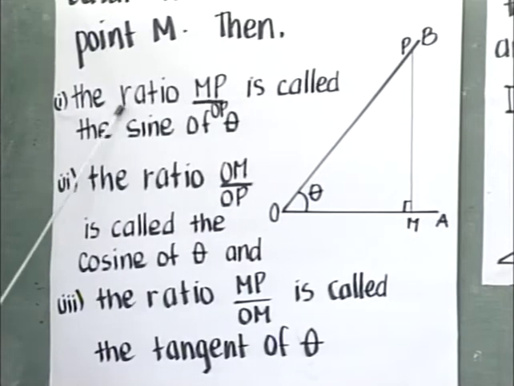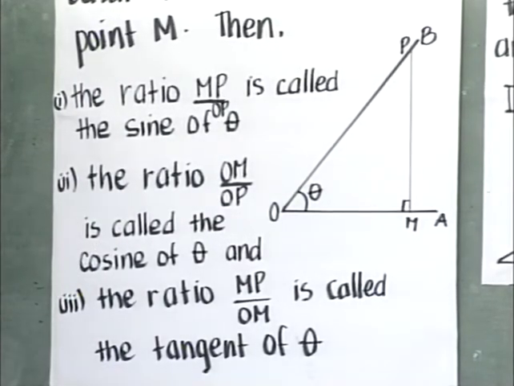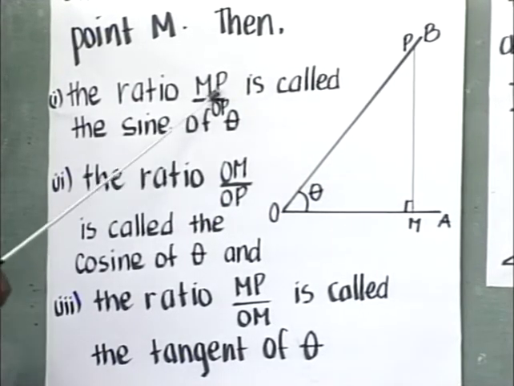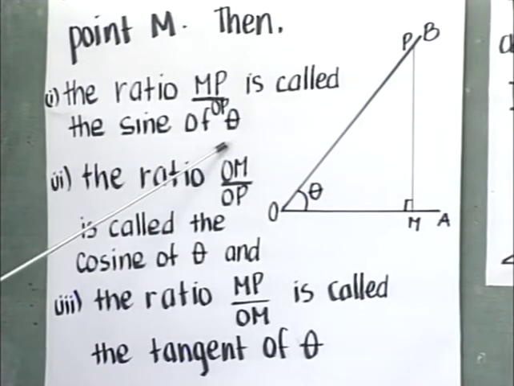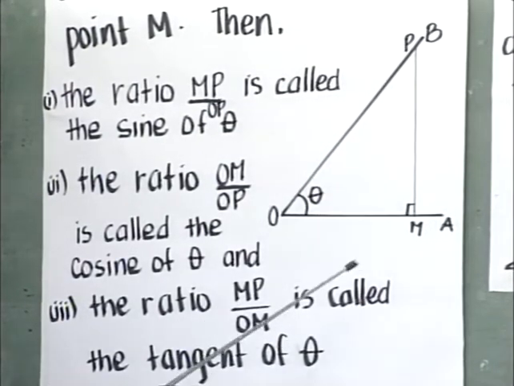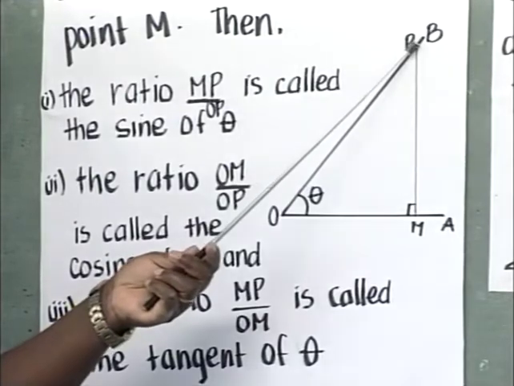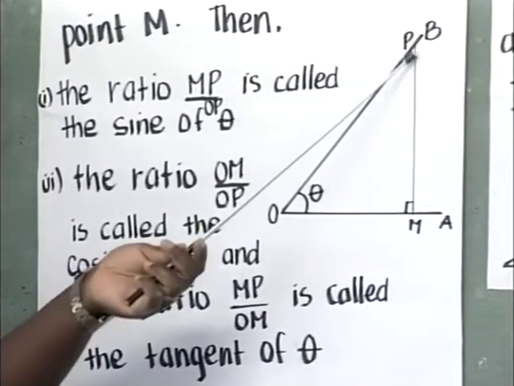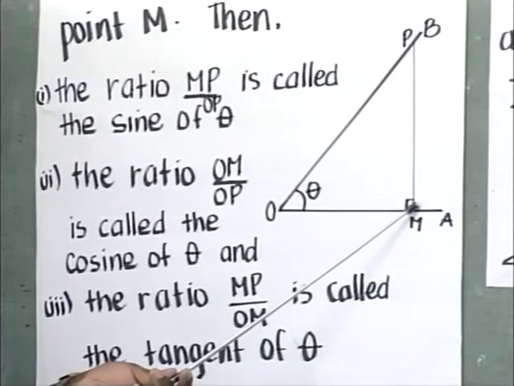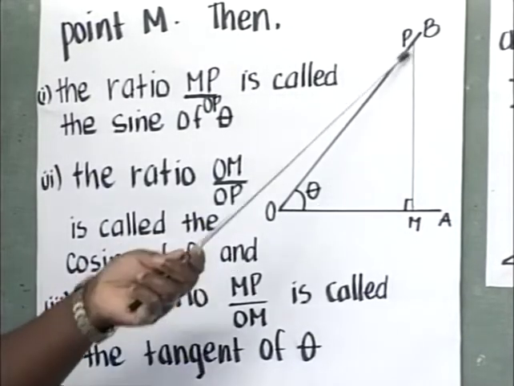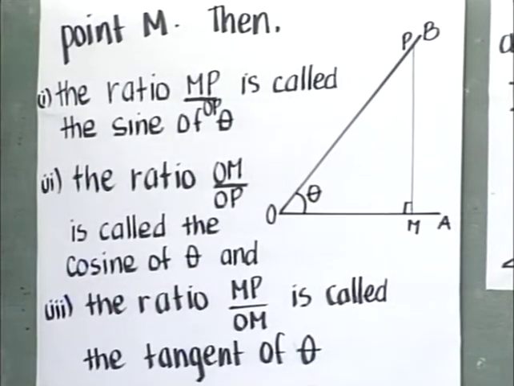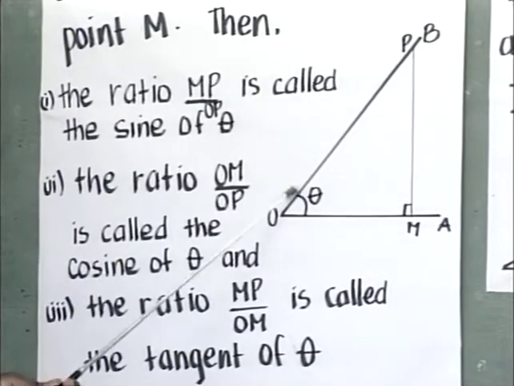Then the ratio MP over OP. Note these are ratios. You can write them as fractions. You can also write it as MP is to OP. It's a ratio. So the ratio MP over OP, and OP happens to be the hypotenuse of triangle POM because it is the longest side. So the ratio PM or MP over OP is called the sine ratio, or the sine of angle theta.